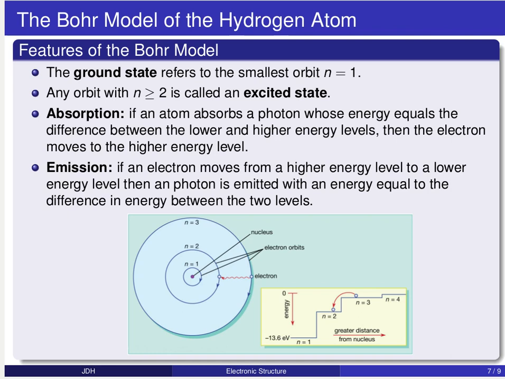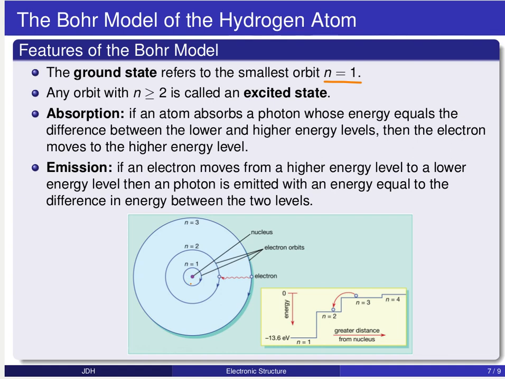But before we do that, I want to introduce some terminology that's going to be useful not only for the Bohr model, but for our further chemical discussions later on in the course and in your future studies. So the first term that I want to introduce is this concept of a ground state. The ground state refers to the smallest stationary state, or the smallest orbit. As I said before, that corresponds to n equals 1. So basically, you can't go any smaller than n equals 1.